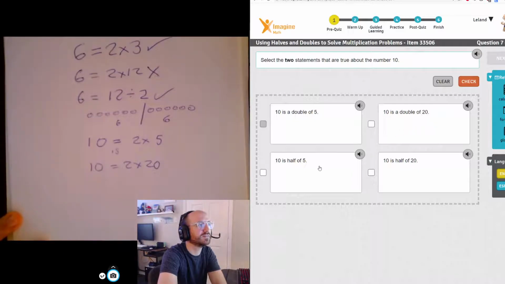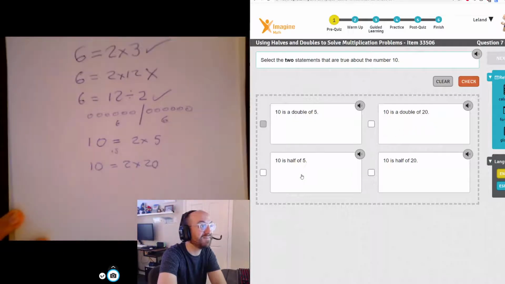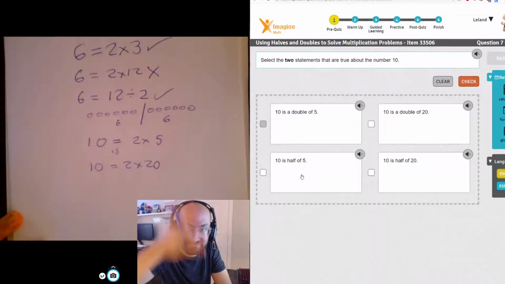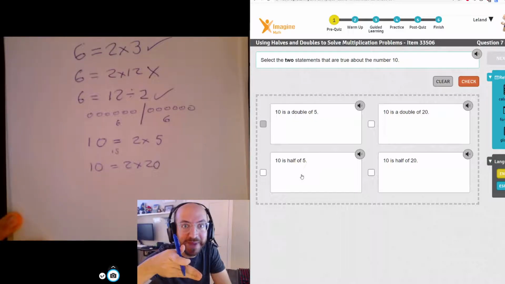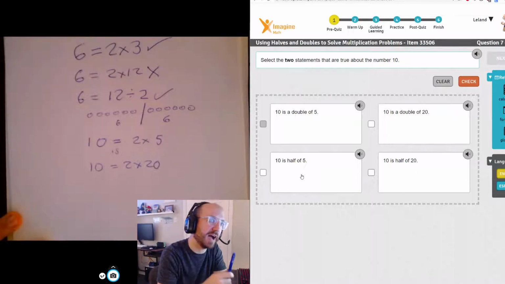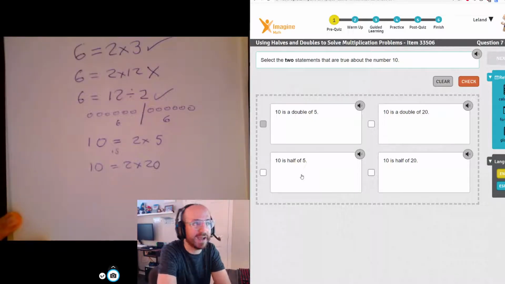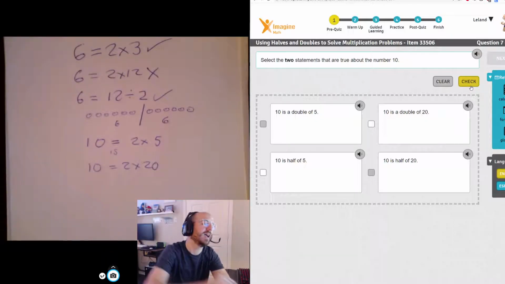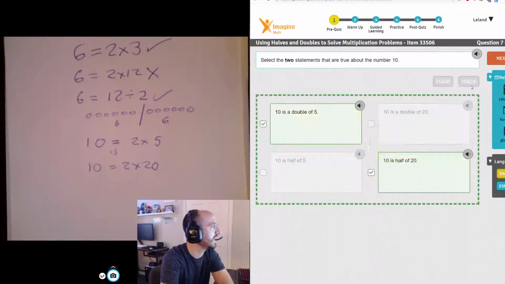That's not true. 10 is half of 5. If I have 5 and I chop it in half, I get 10? No. Half of 10 is 5, but 10 is not half of 5. 10 is half of 20. If I had 20 and I chopped that in half, I would have 10 and 10.